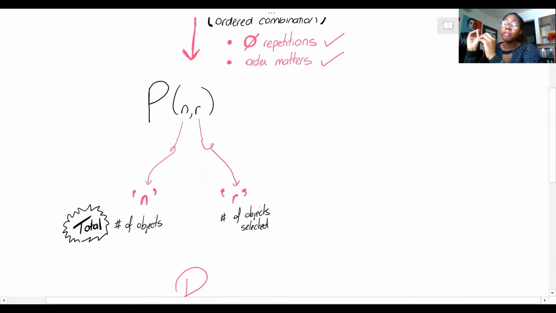So when it comes to permutation, what is important? First, you need to see a big P, because that's going to let us know that we are in fact dealing with permutation and not combination, which is represented by a big C. Also, we need to identify our N and R. N represents the total number of objects, while R represents the number of objects that are selected.